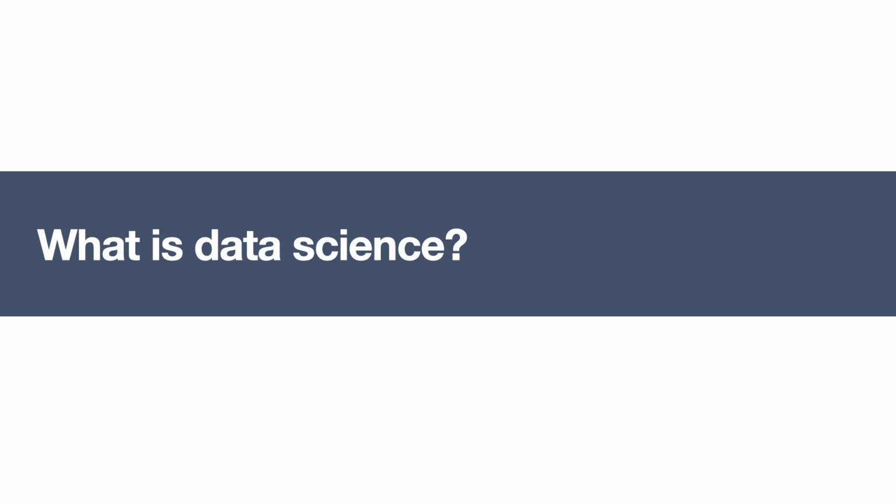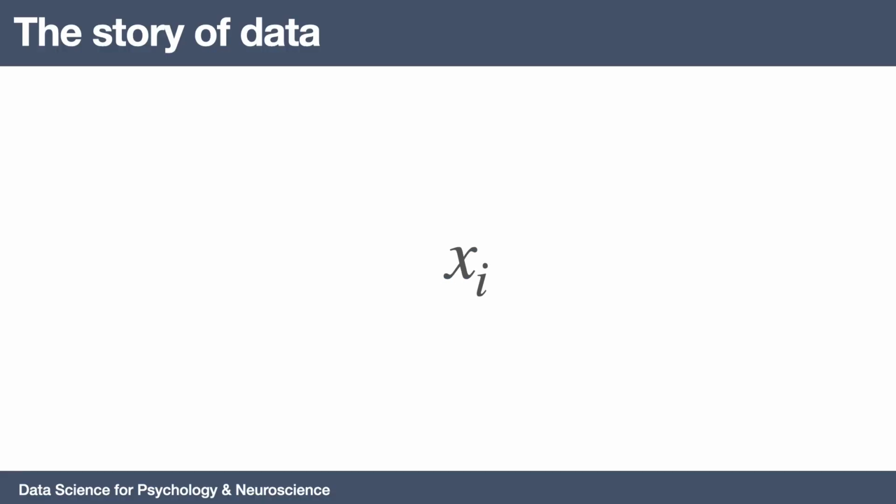Let's start by answering the question, what is data science? This is a data point, xi. Say hello. This is the ith observation of variable x. And our little friend xi has another friend, yi. This is the ith observation of another variable. And what we want to know, fundamentally, is what is the relationship between x and y?